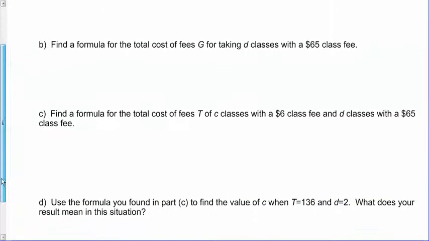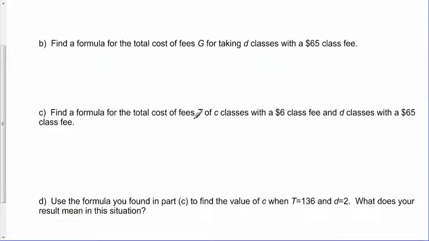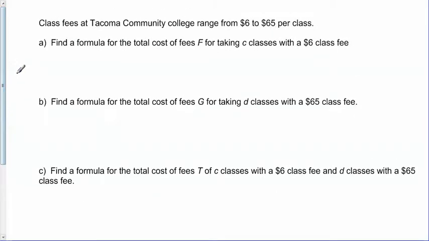Then we're going to find a formula for the total cost of fees T, and we're going to put the information together: C classes with a $6 class fee and D classes with a $65 class fee. Once we find that formula, we're going to put in some values and figure out what our result means. So lots of pieces going on in this problem. So let's get started. We're going to start off by finding a formula.